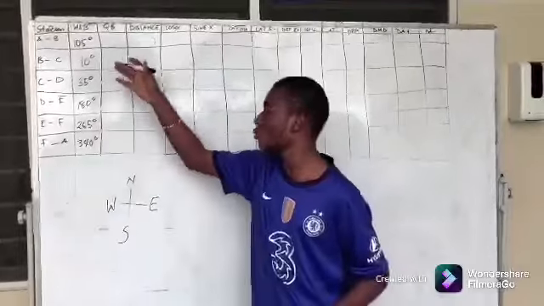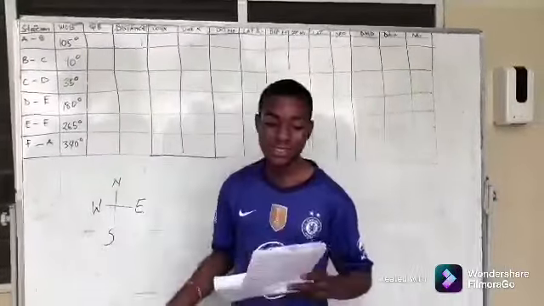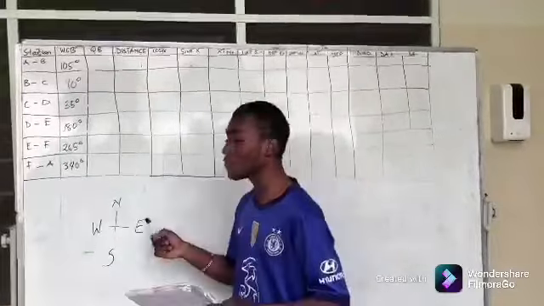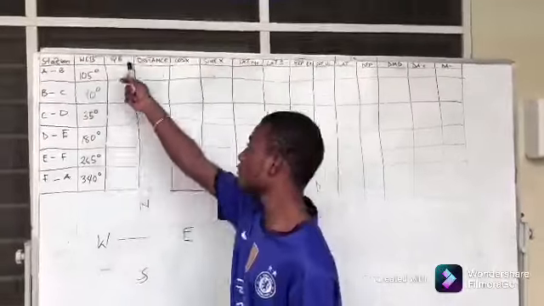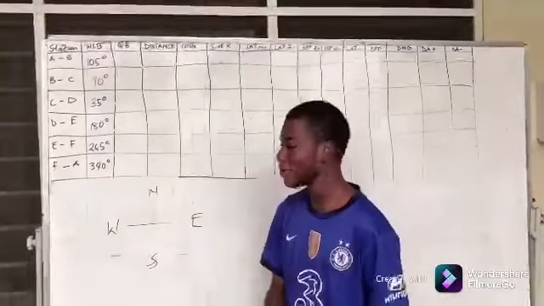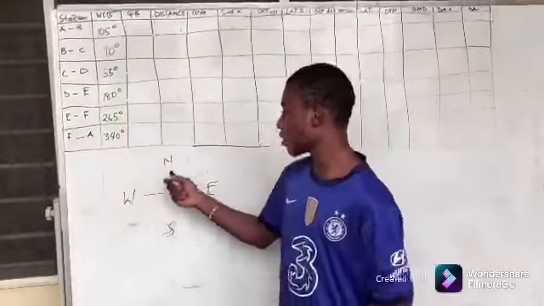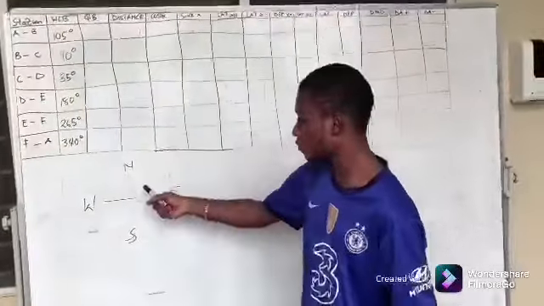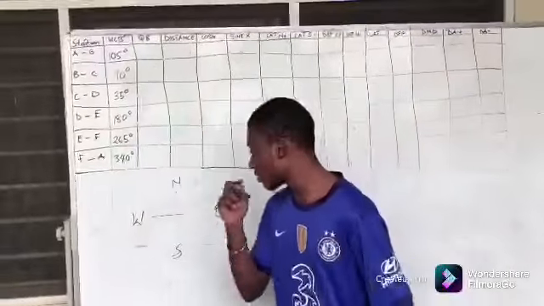So this is how to find the whole circle bearing. If the magnetic variation is at the west, we subtract it from the main bearing. But if it's from the east, we add it to the main bearing. Simple. So we are at the quadrilateral bearing. To find the quadrilateral bearing, first of all, let's draw our cardinal points. It's drawn like this: the north, the east, the south, and the west.